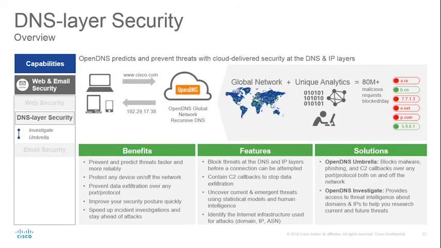Umbrella enforces security at the DNS and IP layers, using the internet's existing infrastructure to block malware, phishing, and C2 callbacks over any port or protocol on and off the corporate network. DNS layer security, beginning with OpenDNS Umbrella, ensures that customers receive the best protection before, during, and after attacks across any device, anywhere.